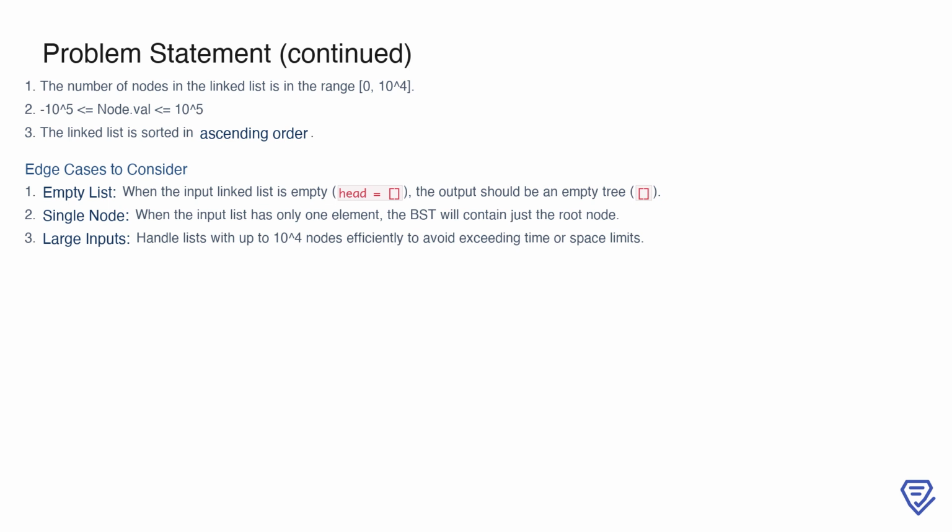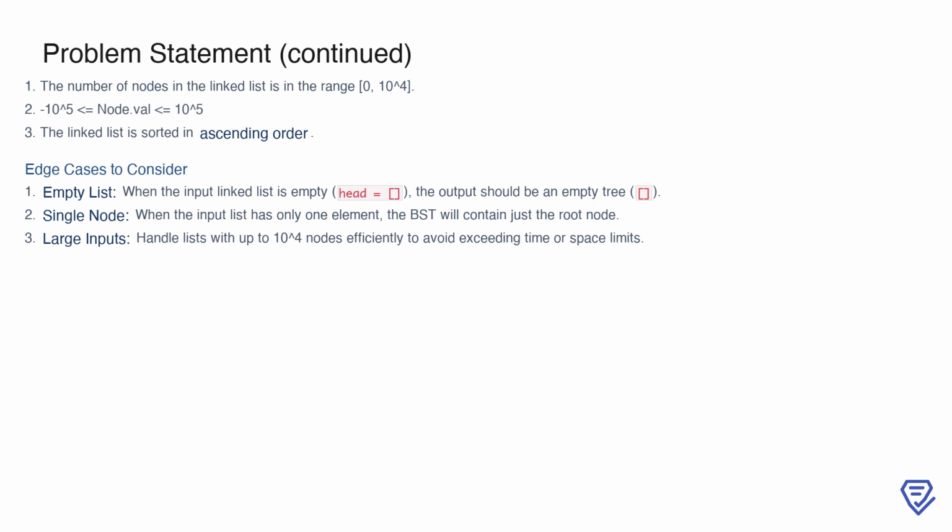When solving this problem, there are several constraints to keep in mind. The number of nodes in the linked list can range from 0 to 10,000, so the algorithm must be efficient to handle large inputs without exceeding time or space limits. Each node's value lies between -100,000 and 100,000, and the input list is guaranteed to be sorted in ascending order. Key edge cases include handling an empty list, where the output should be an empty tree, and a single node input, which produces a BST with just the root node. By carefully considering these constraints and edge cases, we can ensure our solution is robust and performs well across all scenarios.